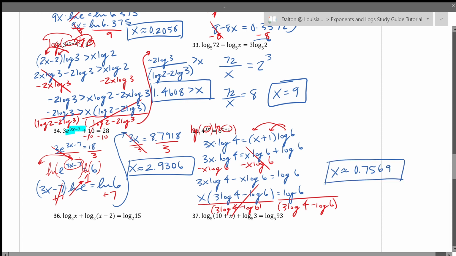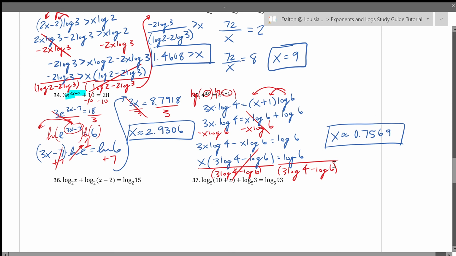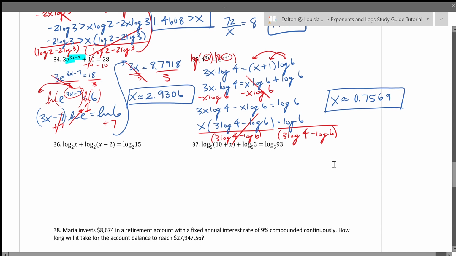And again, you can go back and plug this answer into the beginning and make sure that it makes a true statement. Numbers 36 and 37 go back to our logarithm properties. So again, we don't have any exponents where we need to isolate these terms, we're going backwards. I'm now giving you logs, and you're using your properties to put them back together.